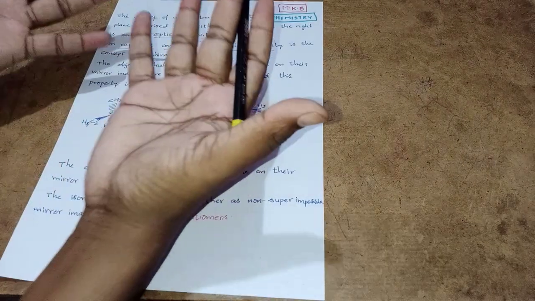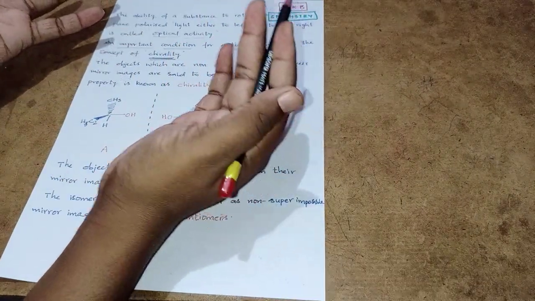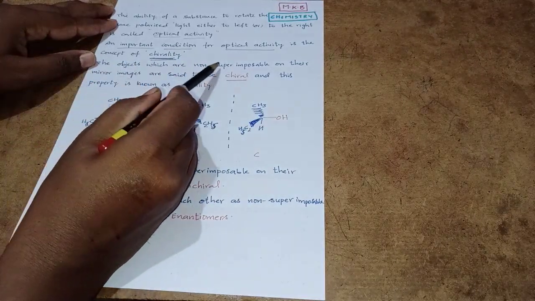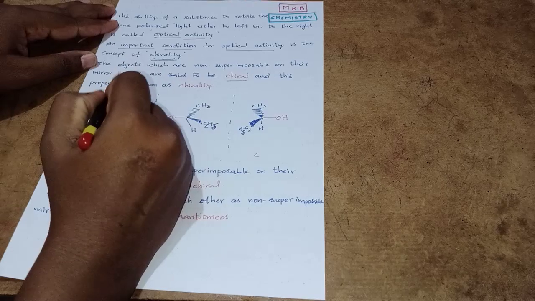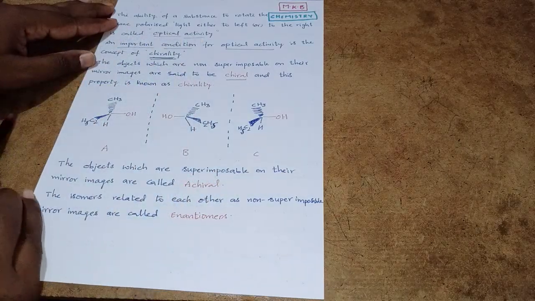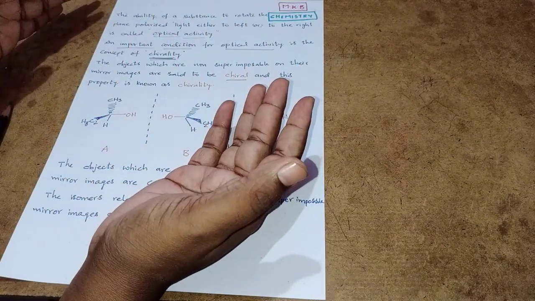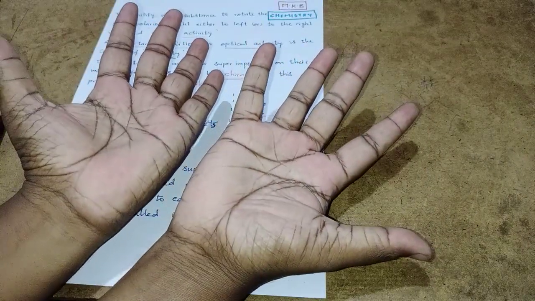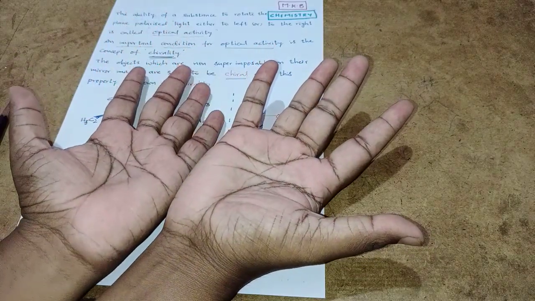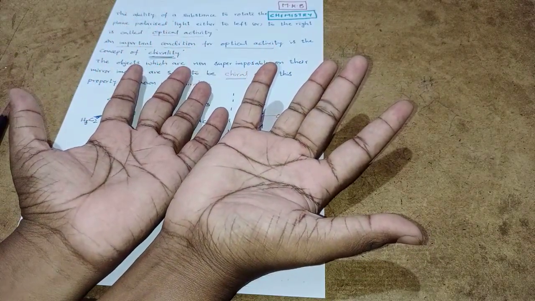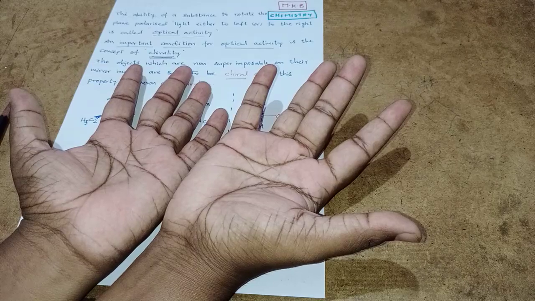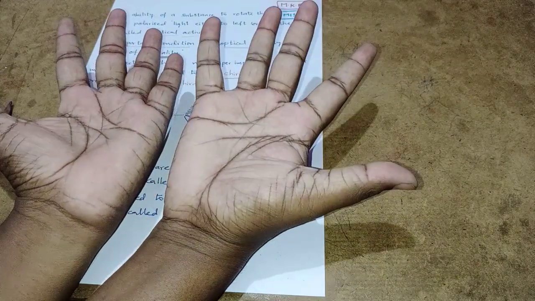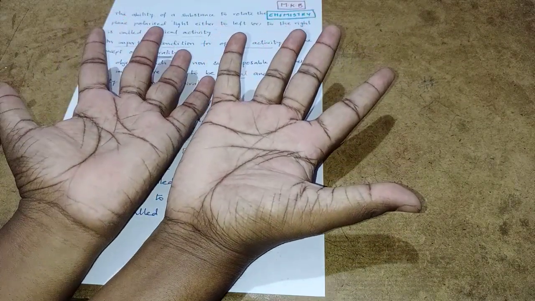Chiral is nothing but hand. So what does chiral mean? The objects which are non-superimposable on their mirror images. As I said, chiral is nothing but hand. So this is the right hand and this is the left hand. According to the definition of chiral, the objects which are non-superimposable on their mirror images. So it is very clear that our left hand is the mirror image of the right hand.